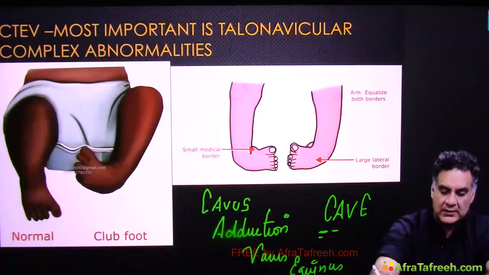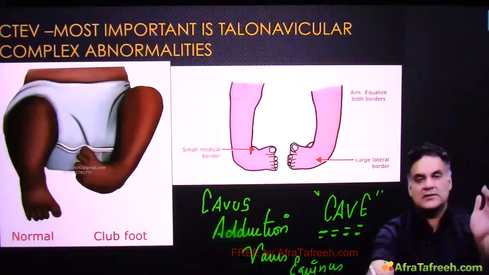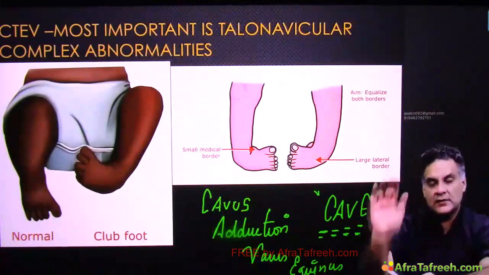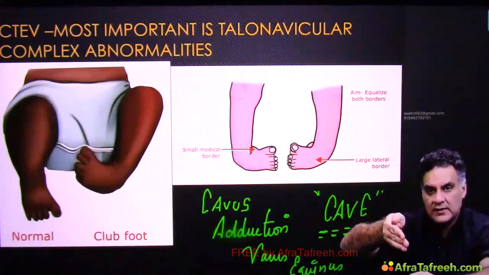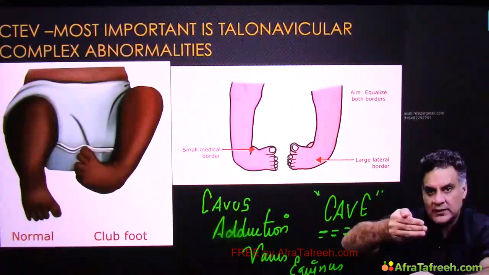Cavus, adduction, varus, equinus: CAVE. This is the order in which you should correct it. So equinus at the ankle, varus at the subtalar joint, adduction at the forefoot and midfoot, and increased arch.